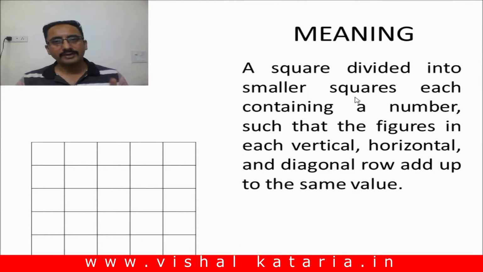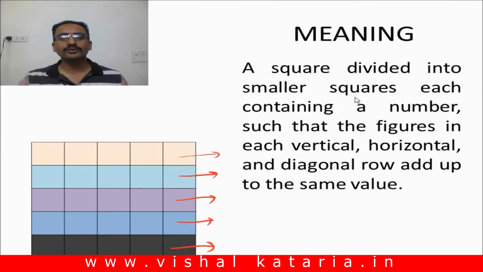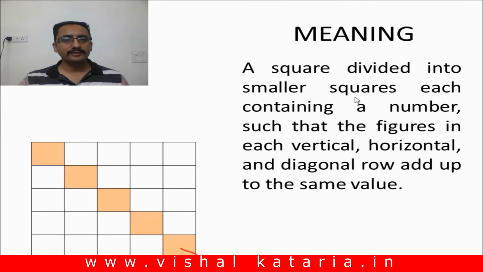5 into 5 is 25, meaning I enter numbers from 1 to 25 in such a way that the sum of each row comes out to be the same, and the sum of each column is also the same, and the same is the sum of the numbers written in the first and the second diagonal.